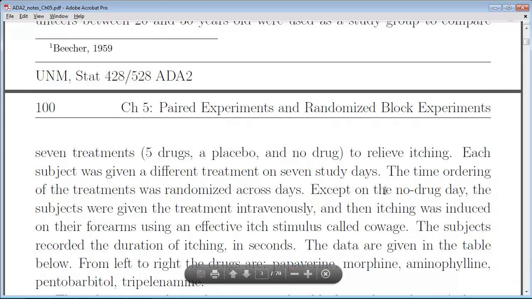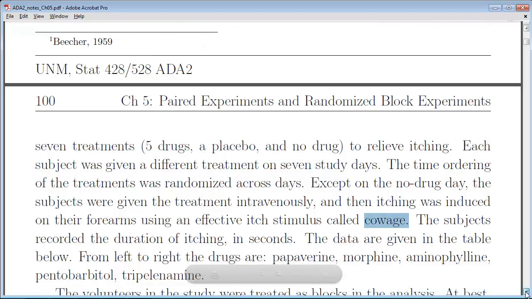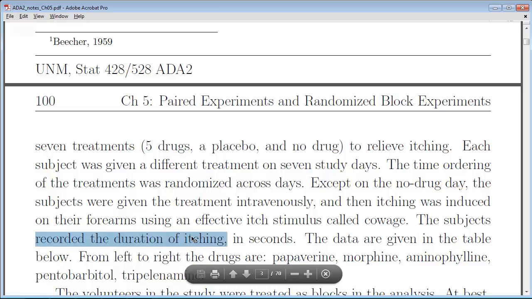Okay, so except on the no drug day, the subjects were given the treatment intravenously, and then itching was induced on their forearms using an effective itch stimulus called cowage. I should have looked this up. I think I remember as a kid having itching powder and thinking that was funny. I'm an adult now. I don't think that's funny anymore. It really itches for a long time. It's awful. But anyway, these guys are given cowage to make them itch, and the response is, how long did you feel itchy on your forearm?